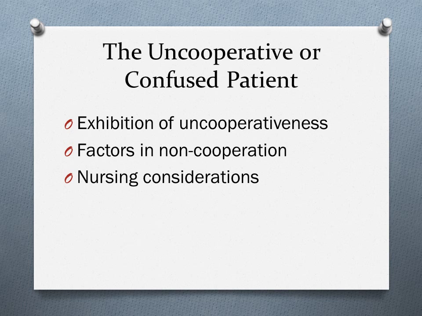With the uncooperative or confused patient, they can exhibit uncooperativeness through verbal abusiveness, physical assault of the care provider, removing a cannula that has already been placed, altering the flow rate, or disrupting the delivery of the therapy itself.